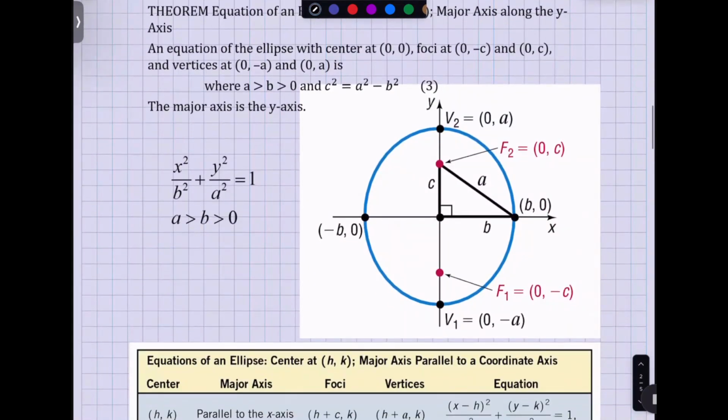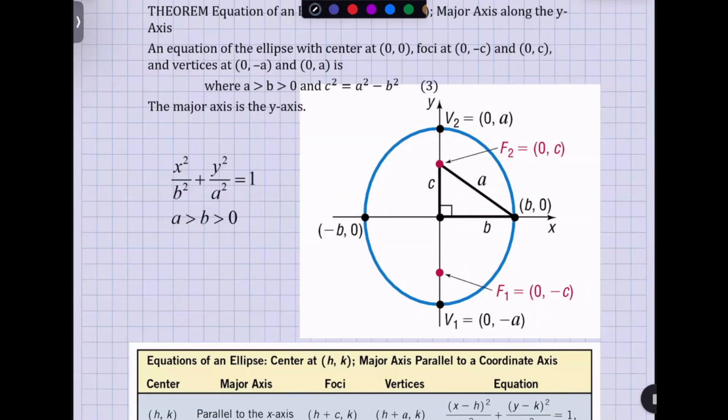So you see that right here. This is still the center at 0, 0. Notice that the A squared is now under the Y squared, and this ellipse is more elongated in the Y direction. Where when the A squared is under the X squared, it is more elongated in the X direction. The relationship of A squared, B squared, and C squared is still the same. C squared is still equal to A squared minus B squared. And A, B, and C are very important here.